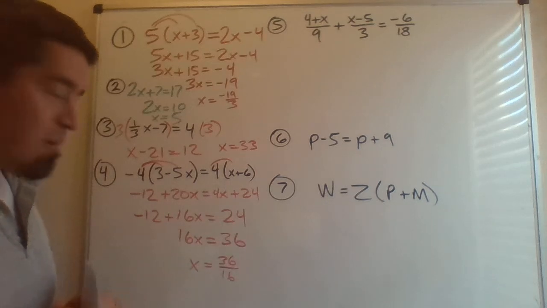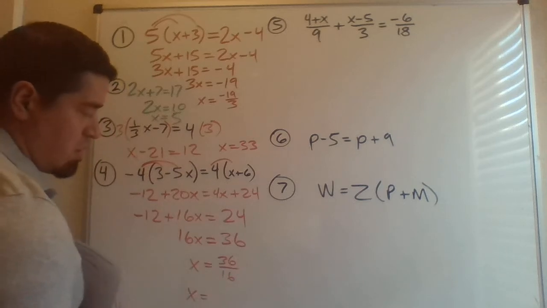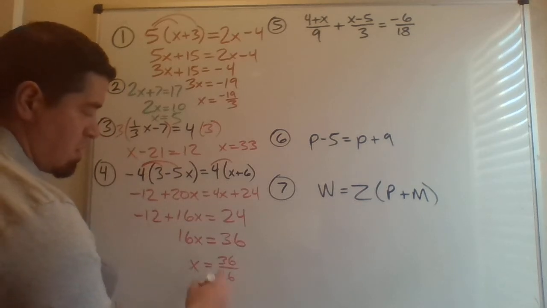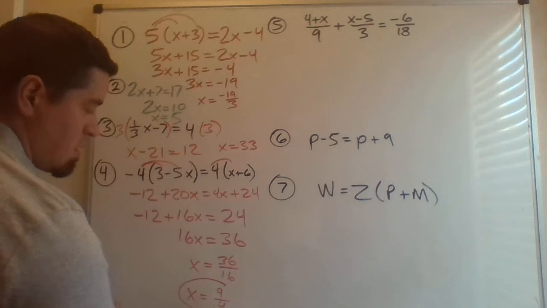And anytime you can reduce, you should reduce. So what goes into both of these? 4 goes into both. 4 goes into 36 9 times, and 4 goes into 16 4 times. So the answer is 9/4. Okay.